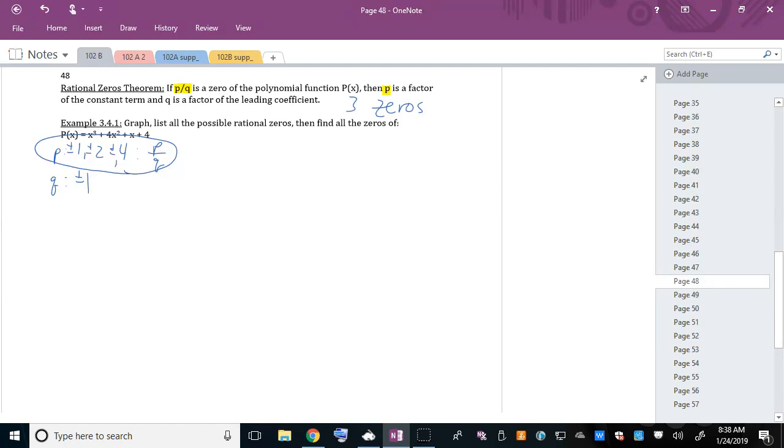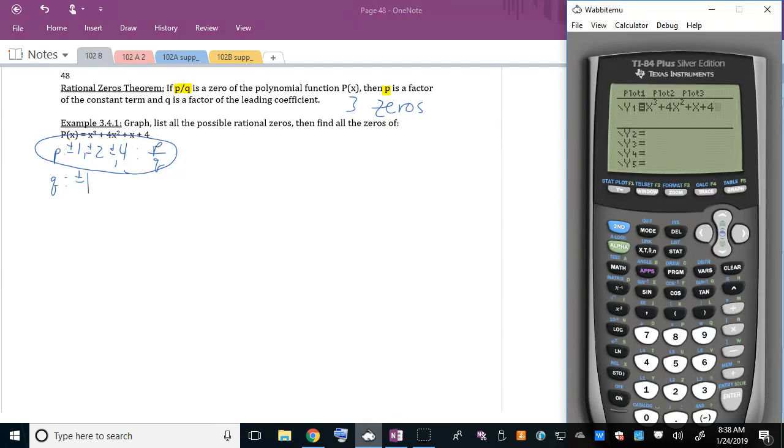Now, at this point, I could take those numbers and guess using synthetic division to see if I get a remainder of 0. I'm not a very good guesser though, and that could take a while. So let's use our calculator to help. There's my function, and let's graph it. Looking at that graph, I'm fairly confident that -4 is a zero, because we're crossing at -4.